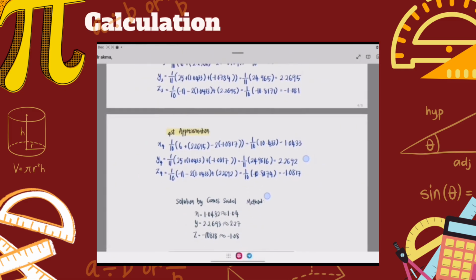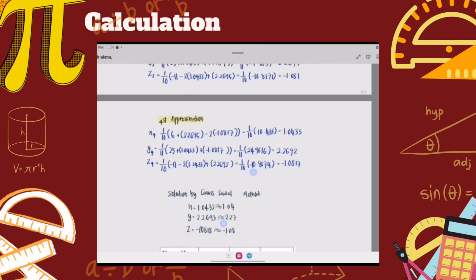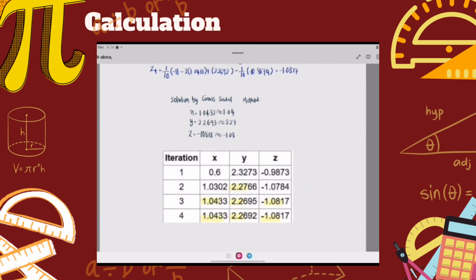And as we can see here, we will calculate until the fourth iteration, because we also get the values converged. We will get x approximately 1.04, y approximately 2.27, and also z approximately negative 1.08. This is the table. As you can see here, the values are already converged here and also here.